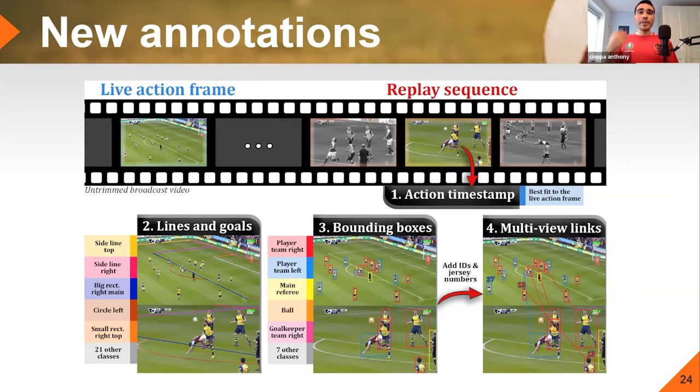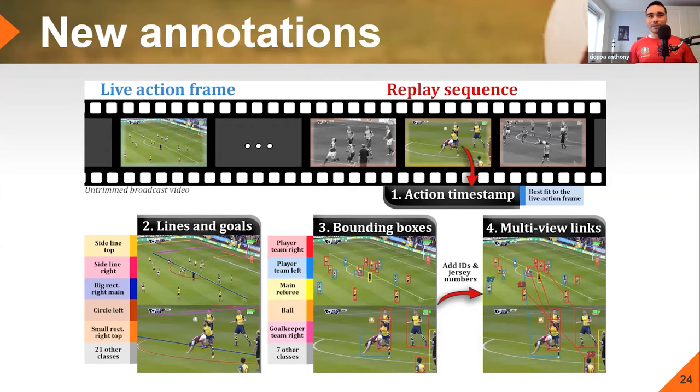We then annotated all correspondences between the action frames and its replays for all bounding boxes. And we also added some extra information, such as the jersey numbers, when they were visible in at least one of the frames. These annotations were also done by 20 undergrad students at our university who worked for more than 2 months last summer.